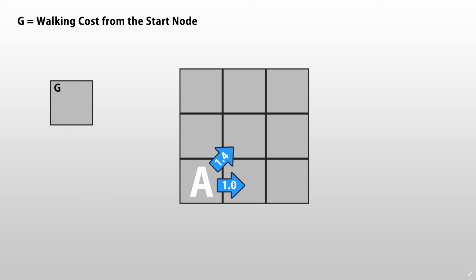First we have the G cost, that is the walking cost from the start node. So for example, to go from this node into this node, it has a cost of 1. And we can also move diagonally, so from this node into this node has a cost of 1.4. Now, in order for our code to work with ints instead of floats, we're simply going to multiply our values by 10. So horizontally we have a cost of 10 and diagonally a cost of 14.